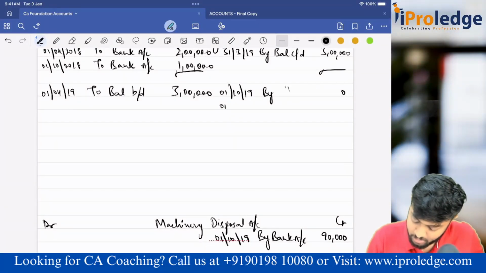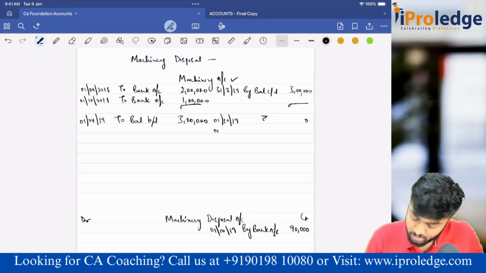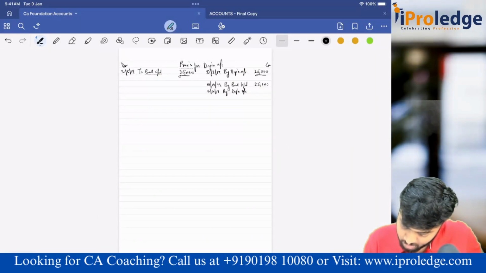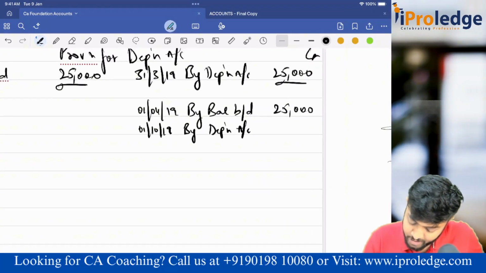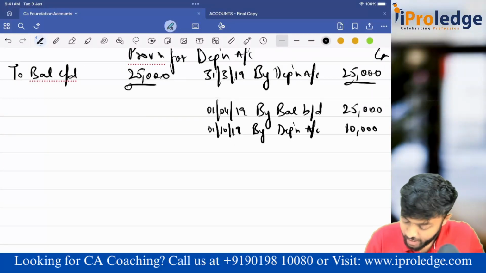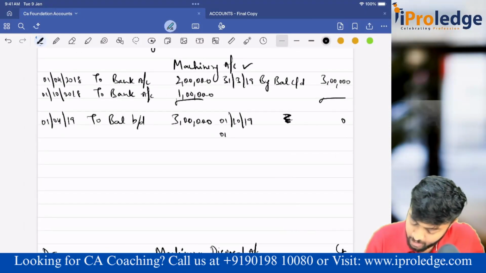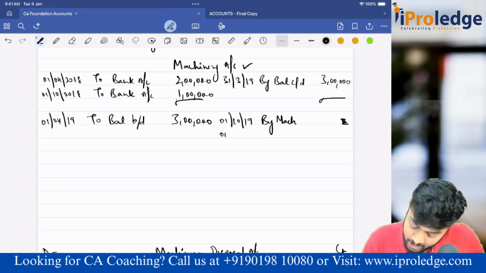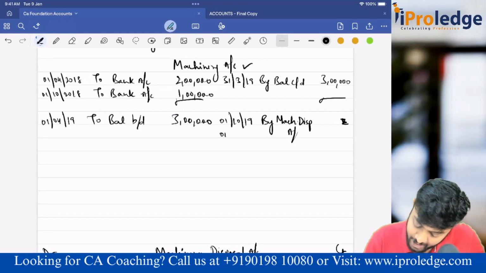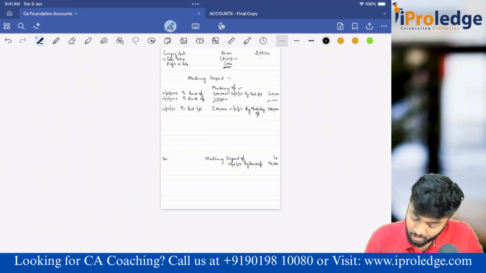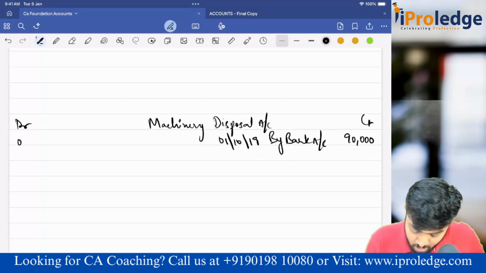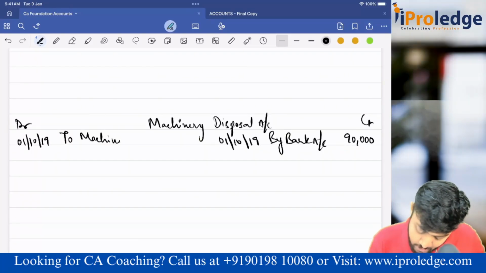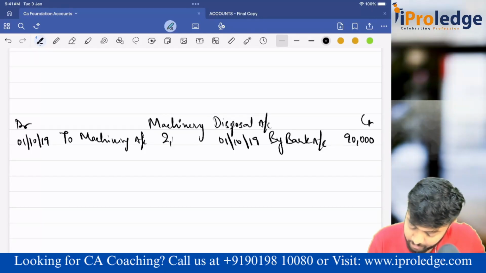Sorry guys, depreciation should have come here, that is 10,000. Okay, here it will not come, not in machinery account, sorry. Depreciation will come in provision for depreciation. Now by machinery disposal account, I am transferring 2 lakh, the cost component. Done. Now this will come to machinery disposal account. 1/10/19 to machinery account, 2 lakhs has come from there.